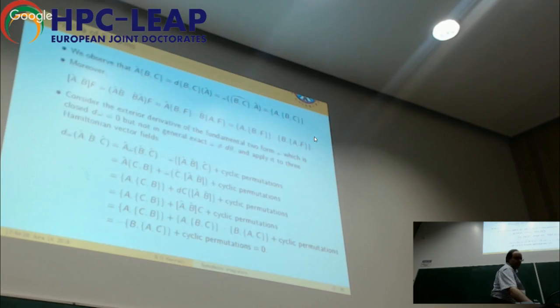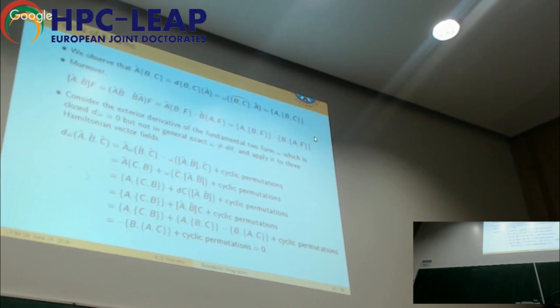Now, notice that if I apply the Hamiltonian vector field A hat to the Poisson bracket of B and C, then that is, by definition, since A hat is a vector field and the Poisson bracket of B and C is just a 0 form, what that must be saying is the exterior derivative d of the function, the Poisson bracket of B and C, applied to the vector field A hat. That was just the definition of what I meant by the exterior derivative of a 0 form or function.